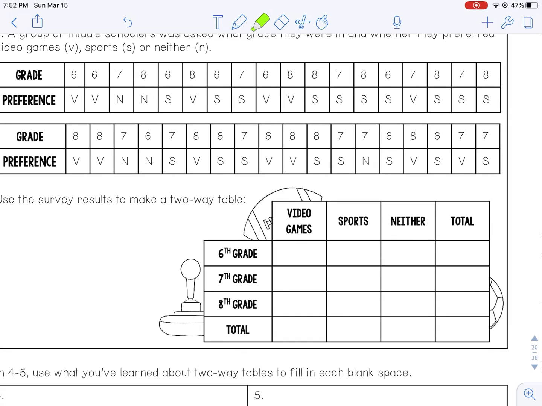So the first thing I'm going to look for is 6th graders that like video games. 1, 2, 3, 4. I don't know if there are any more than that. Do you see any more? I don't. I guess if we do, we'll come back to it later.